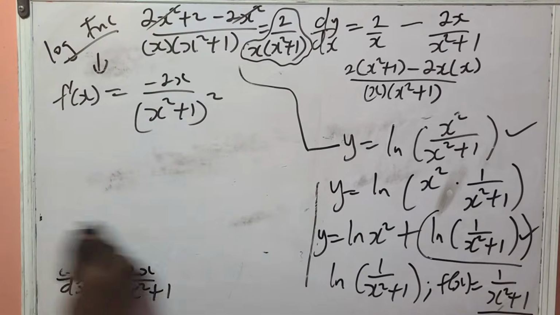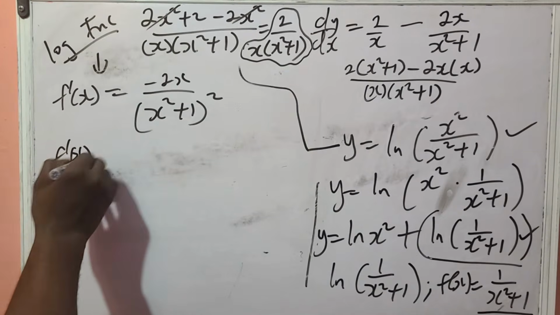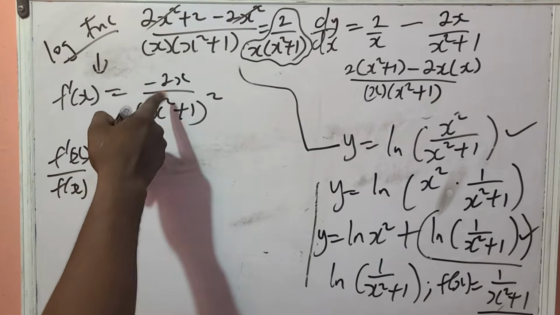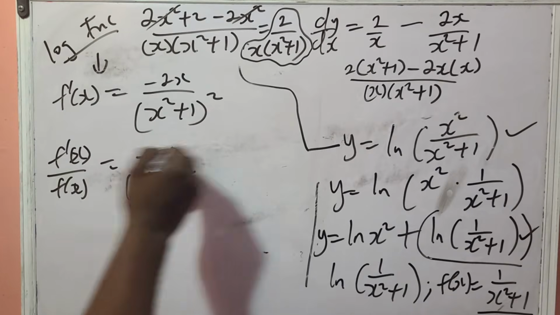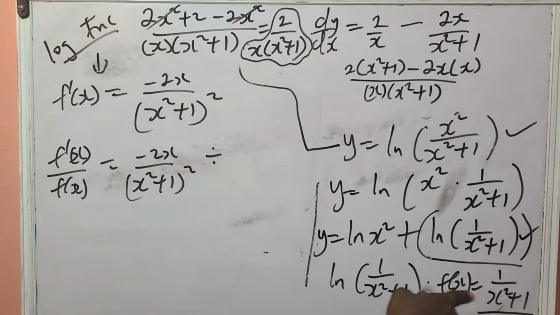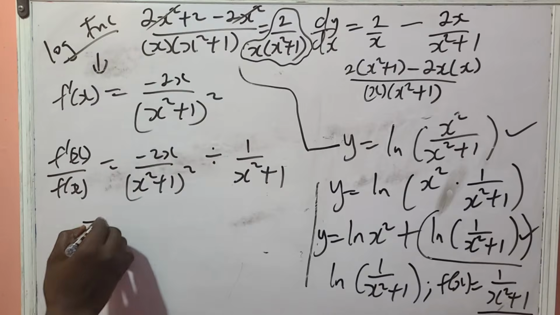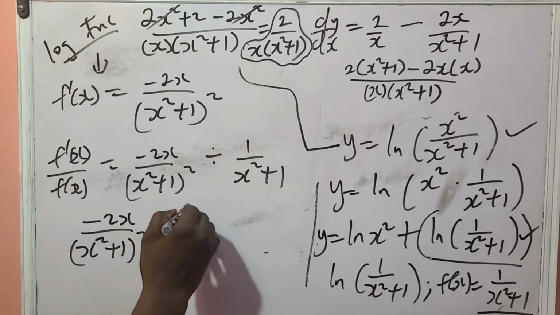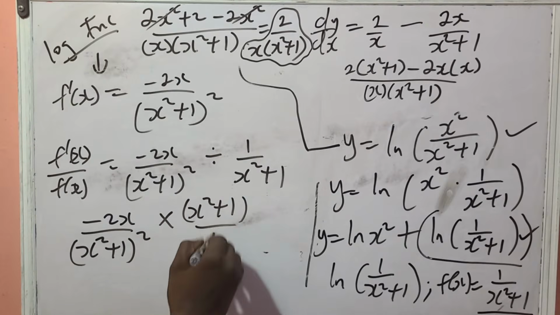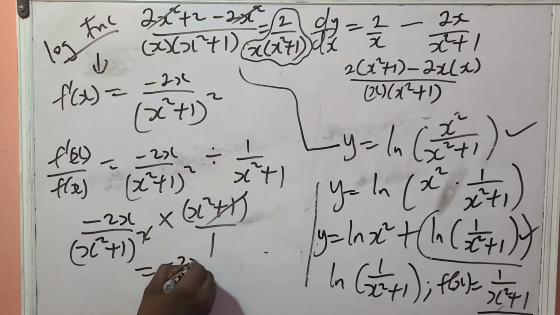And then I now want to go on and do the normal thing. That's f prime x over fx. So this is f prime x, minus 2x over x squared plus 1 squared, divided by, what was my fx? My fx was 1 over x squared plus 1. So of course, this will be minus 2x over x squared plus 1 squared times x squared plus 1 over 1. You invert it and you get this. So you can see that this will cancel one of it. You'll be left with minus 2x over x squared plus 1.